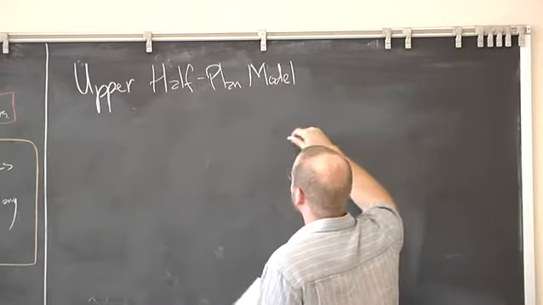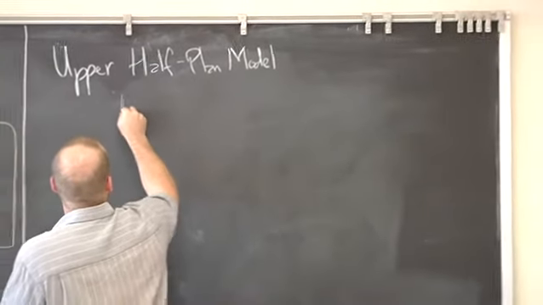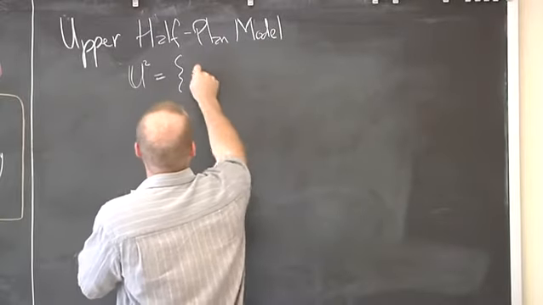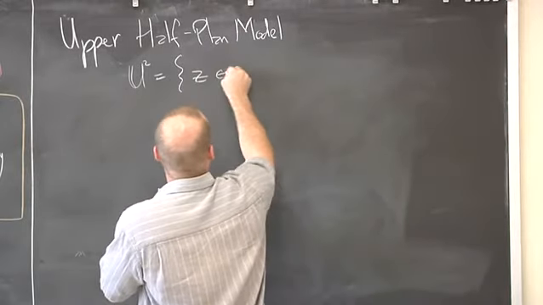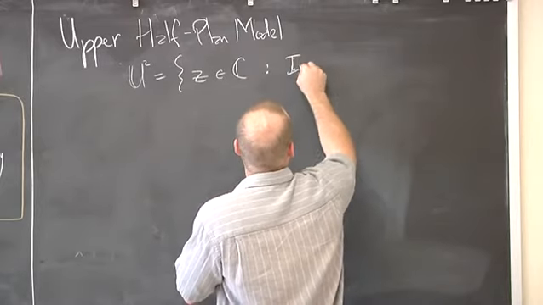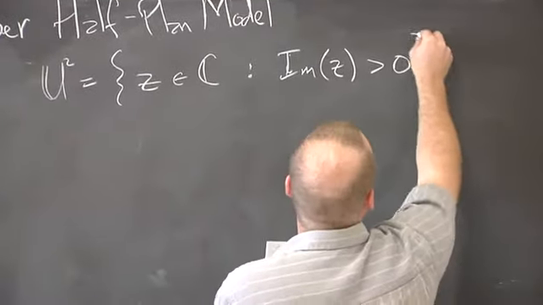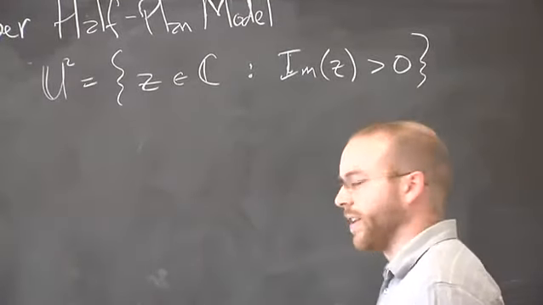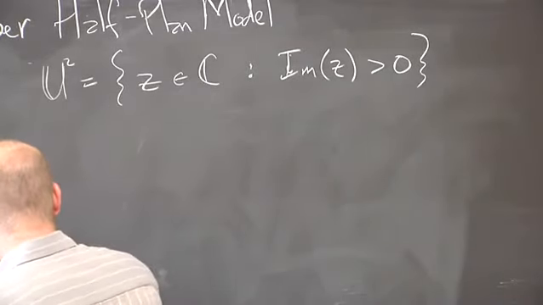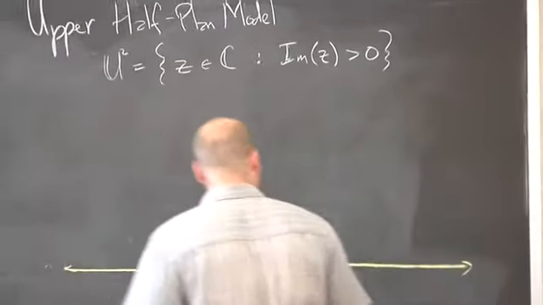So we think of points in C. So here we are. So maybe U2 is going to be complex numbers such that the imaginary piece is positive. Okay. Nice. So this will be the real axis.